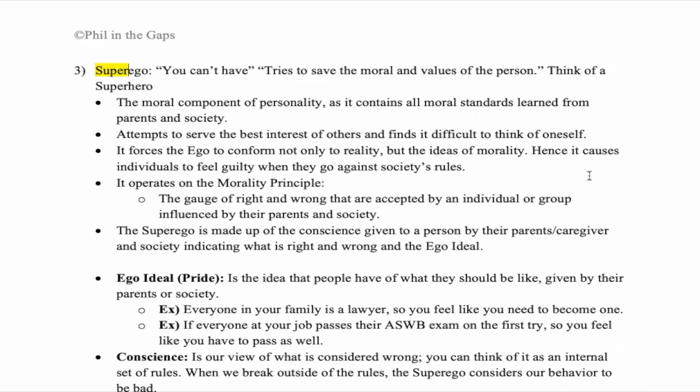So the superego is made up of the conscience given to a person by their parents or a caregiver and society, indicating what is right and wrong, which is considered the ego ideal. So it's the ideal situation if somebody was living the life that they were told was important to live.